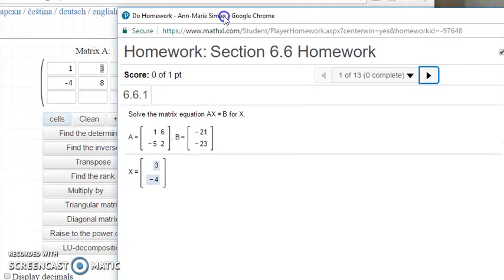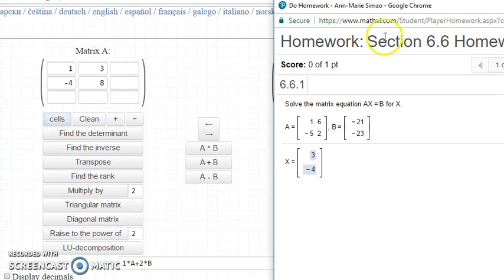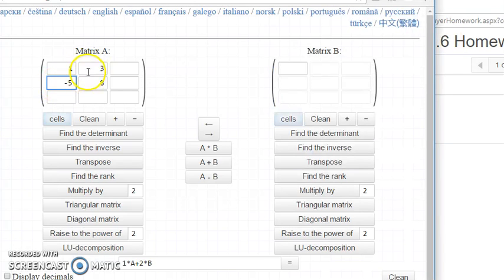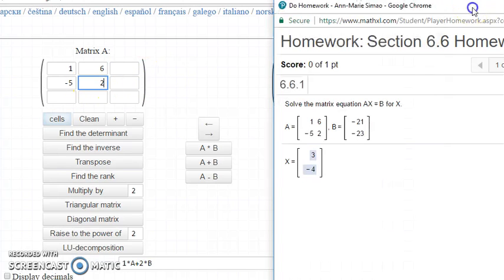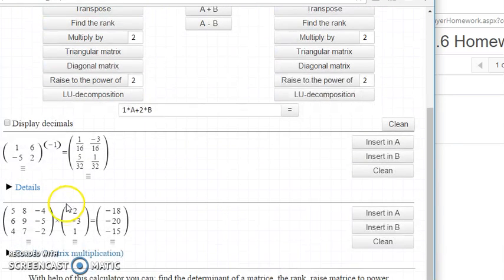So I am going to come into my calculator, and I have a 1, -5, 6, and 2. So I have my matrix. I'm going to click on Find the Inverse. And so now I'm going to find the inverse. And when I do that, it is going to tell me that the inverse of this is this right here.